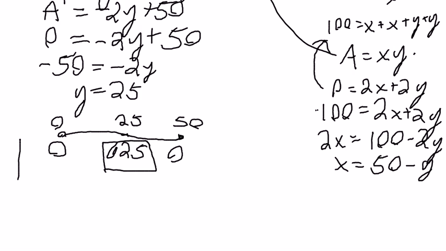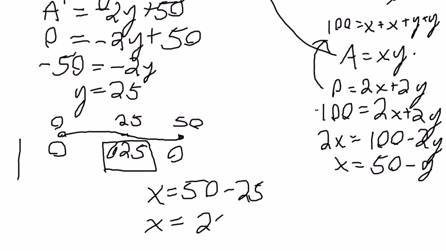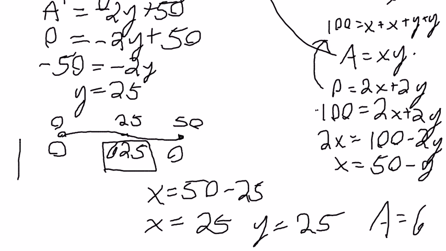So now all we need to do is solve for x. We can say x equals 50 minus 25. x equals 25. y equals 25. The maximized area is now A equals 625.